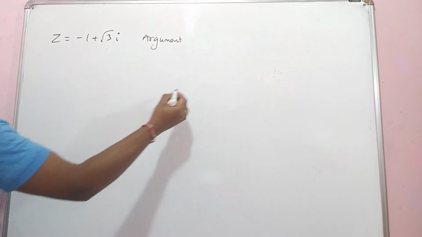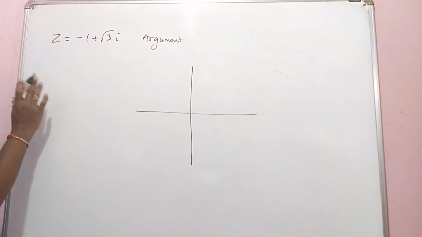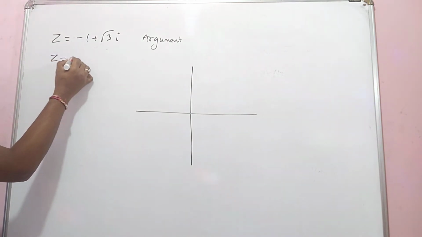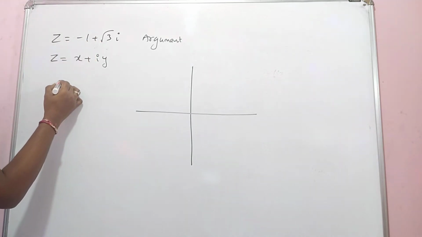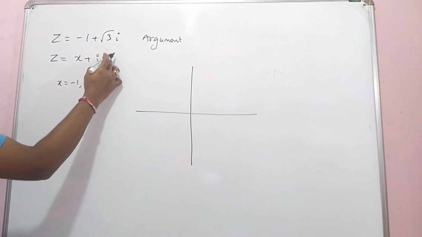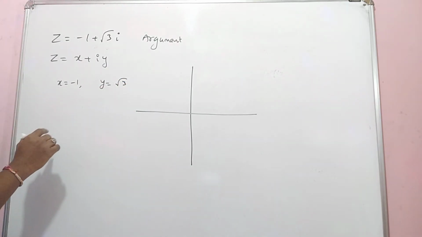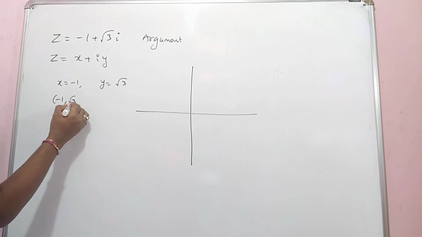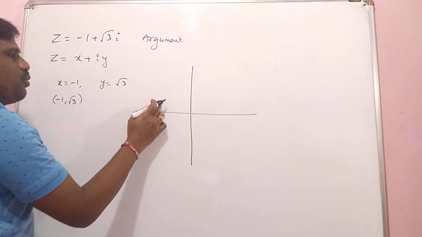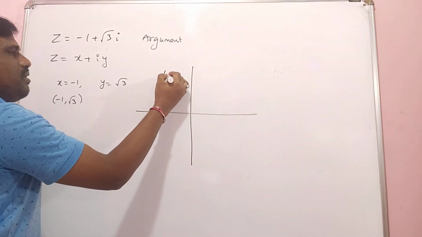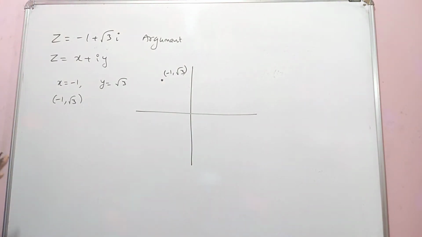First step: identify the complex number point. Compare z with x plus iota y. What is the value of x here? x is -1. What is y here? y is equal to root 3. So the point will be -1 comma root 3, meaning negative x-axis and positive y-axis, somewhere here, approximately. So it is in the second quadrant.